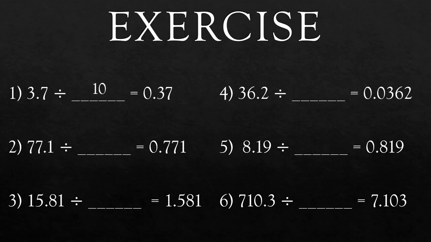Question number 2. 77.1 divided by dash is equal to 0.771. How many places will you shift in 77.1 to get 0.771? 2. So what will you divide? Yes, the answer is 100.